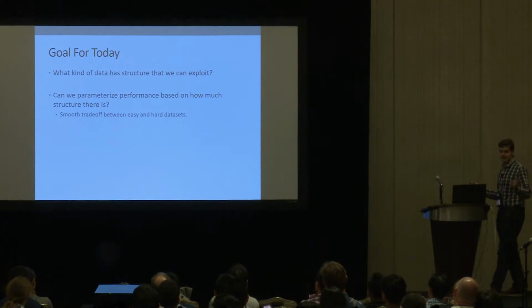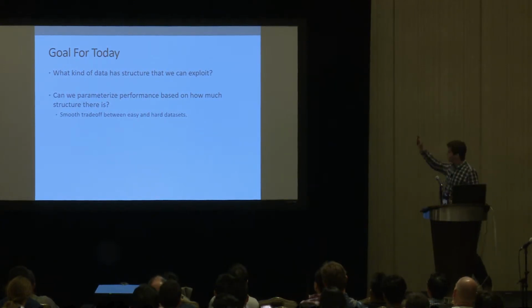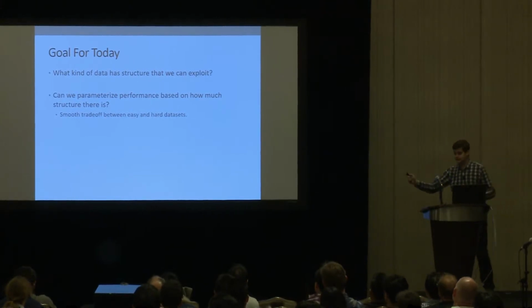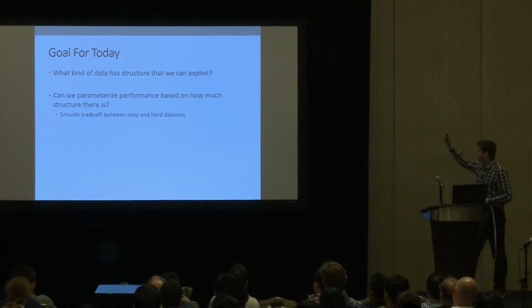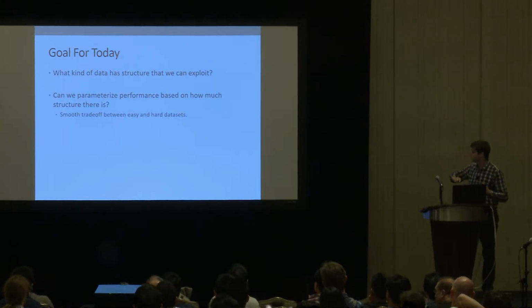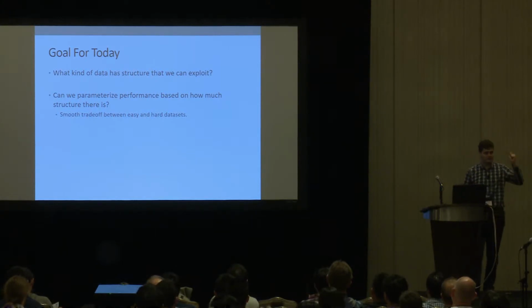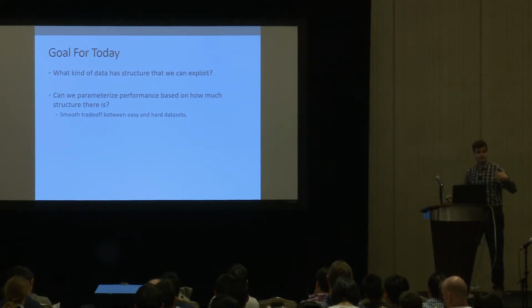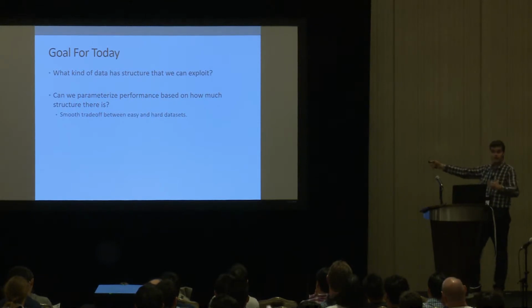So this is our goal for today. The first question is, what kind of data has structure that we can exploit? When are things easy and when are things hard? And the second question is, how can we parameterize performance based on how much structure there is? And ideally, we want a smooth trade-off where we don't just have these two algorithms to choose from. We want, as the data structure gets harder and harder, our running time gets worse and worse. And as the data set gets easier, our running time gets better.